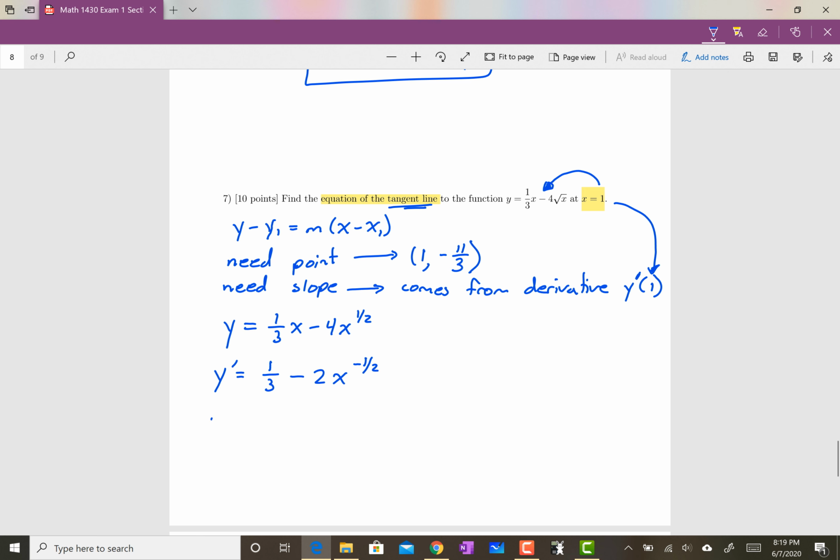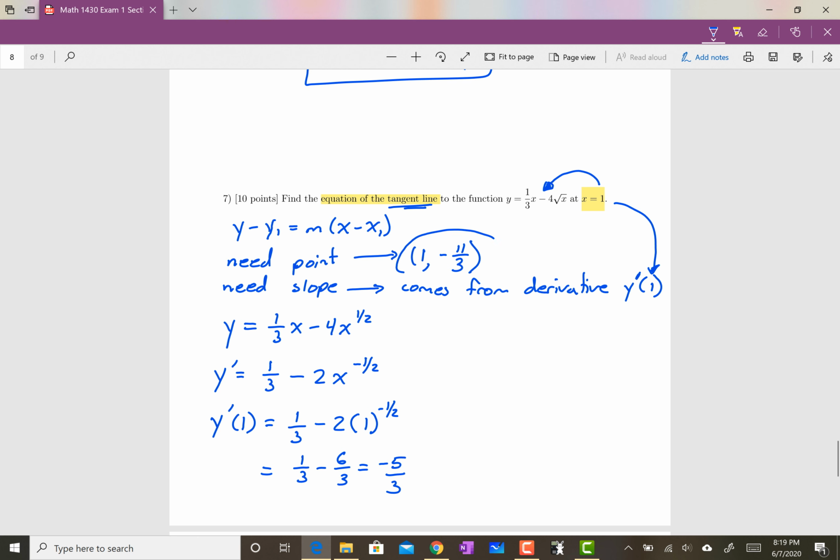What is that evaluated at 1? Well, y prime of 1 is going to be 1/3 minus 2 times 1 to the negative 1/2. Well, 1 to any power, even if that power is negative, is just 1. So that's really 1/3 minus 2, and 1/3 minus 2 is 1/3 minus 6/3. So we're going to get negative 5/3.